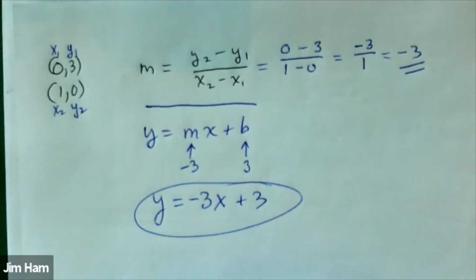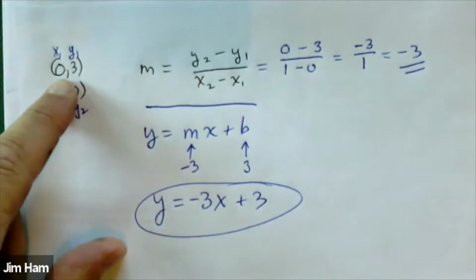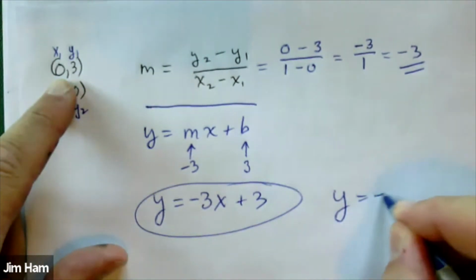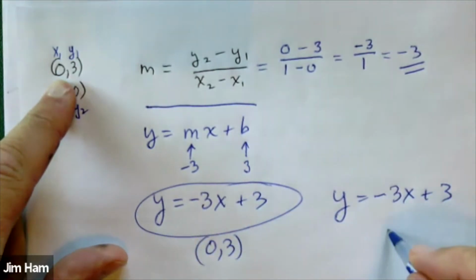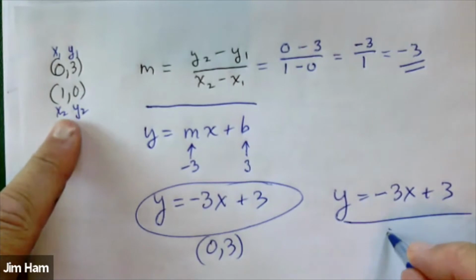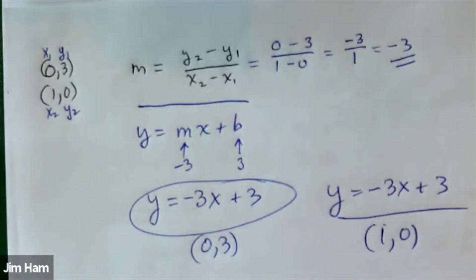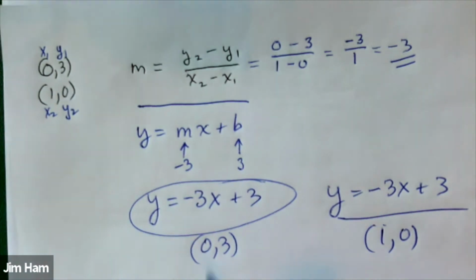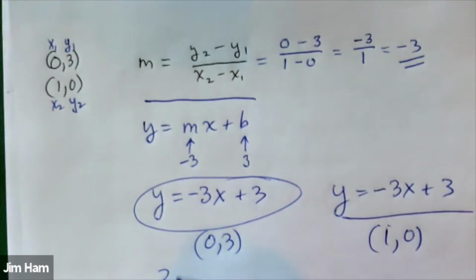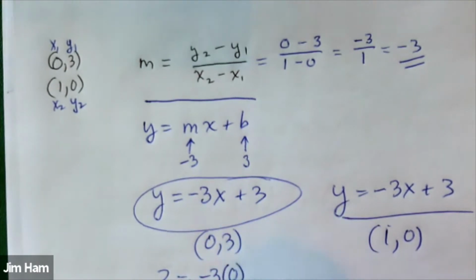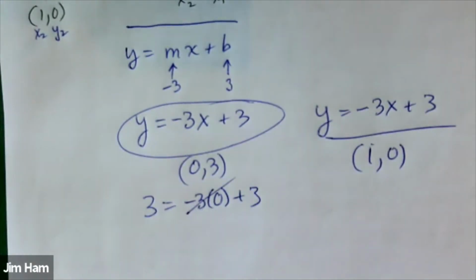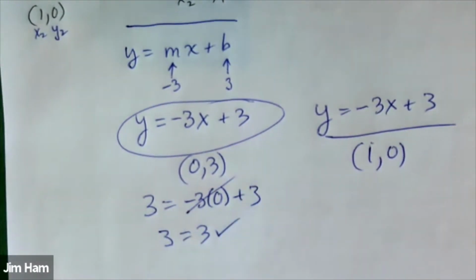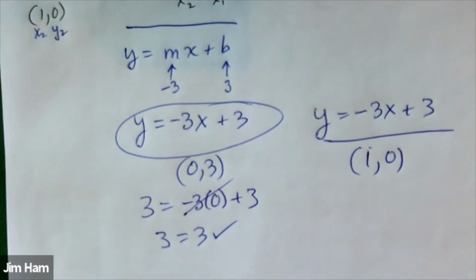If you wanted to check your answer on this, just choose your 2 points. Notice that when you put the point 0, 3 into this equation, or if you put the point 1, 0 into that equation, both of those points will work in the equation, make a true equation. So for example, if y is 3 and x is 0, then we have an equation that looks like this. That's 0, so we get 3 equals 3, and that's a true statement. Checks out, as we say.